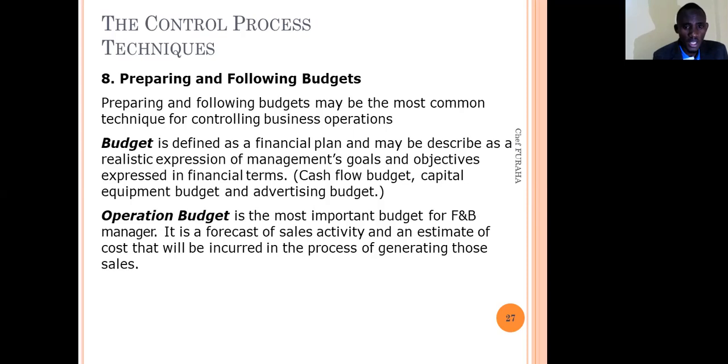When we say operation budget, it means it is the most important budget, done by F&B managers. It is the forecast of sales activities and an estimate of what cost will be in the process of generating those sales. So how do we get an operation budget? We must forecast sales and also estimate the cost of those particular sales that you want. That is the operation budget.